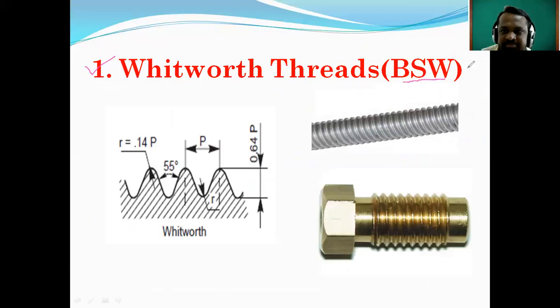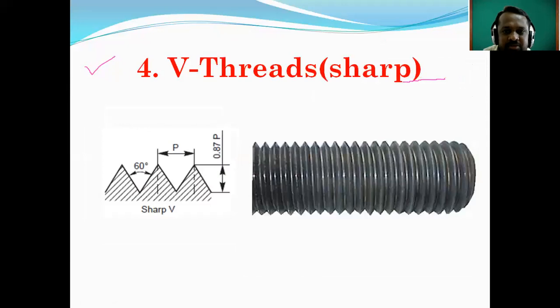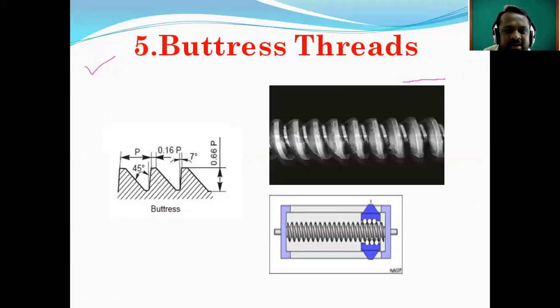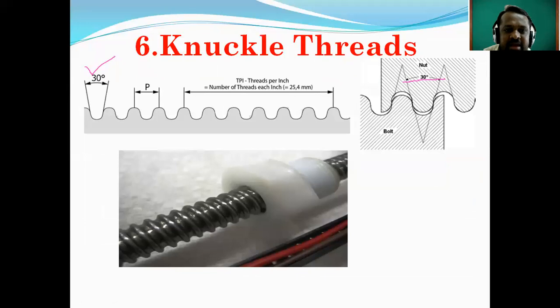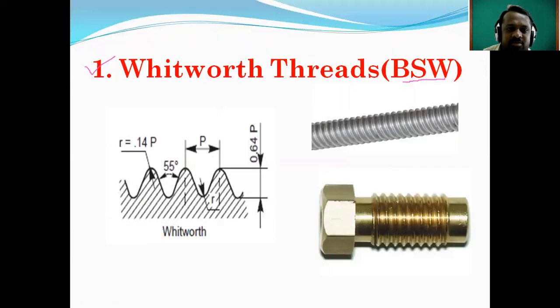Second is the Acme thread. Third is the square thread. Fourth is the sharp thread. Then the buttress thread, and last is the knuckle thread. These are the 6 types of threads. One by one we will discuss them here.